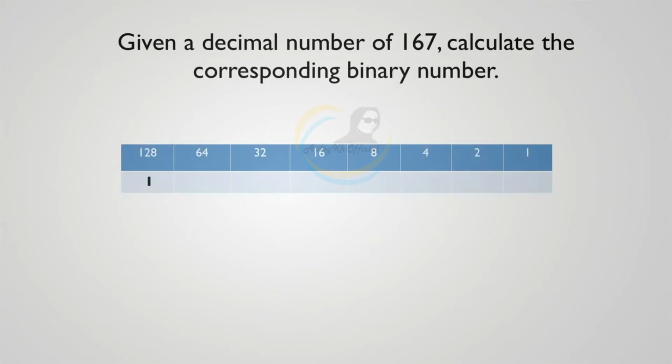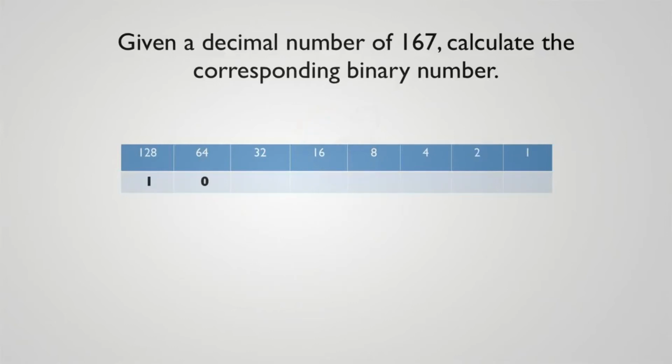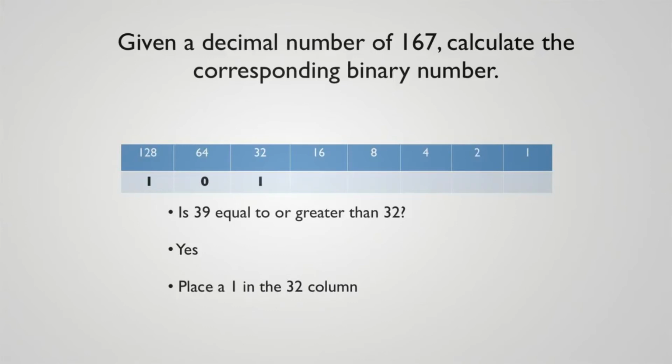We ask, is 39 equal to or greater than 64? No, it's not. In this case, because it's not greater than or equal to 64, we put a 0 in the 64 column. We're still working with the number 39, and we move over to the 32 column and we ask, is 39 equal to or greater than 32? Yes, it is, so we're going to put a 1 in the 32 column, and we find the difference. We subtract 32 from 39, that's a 7.